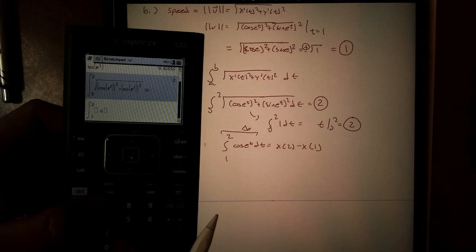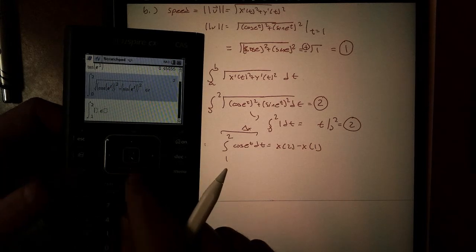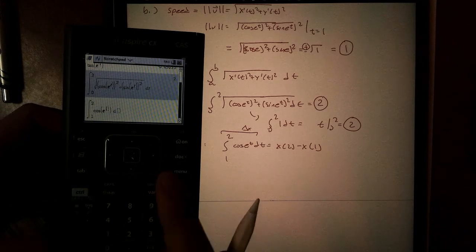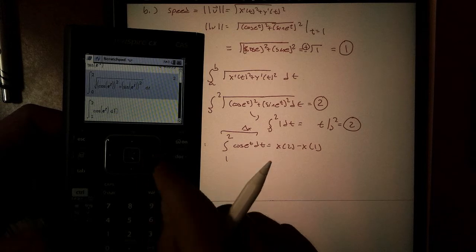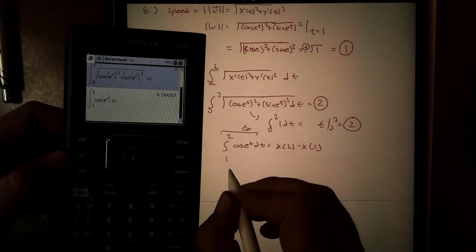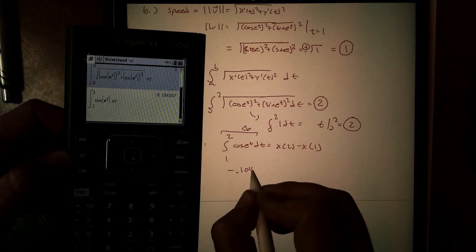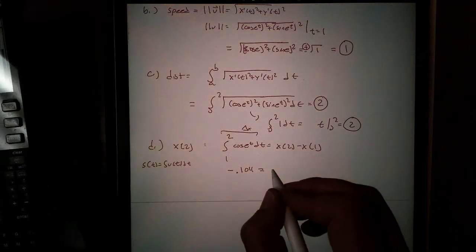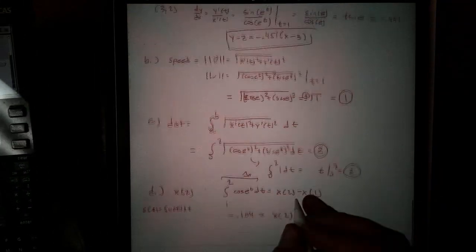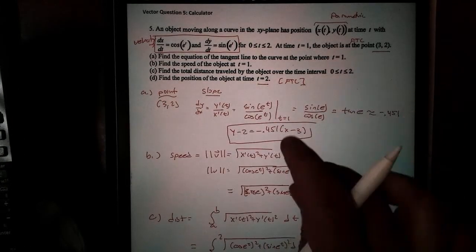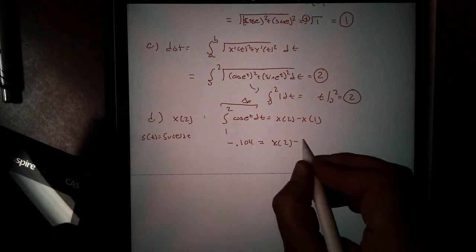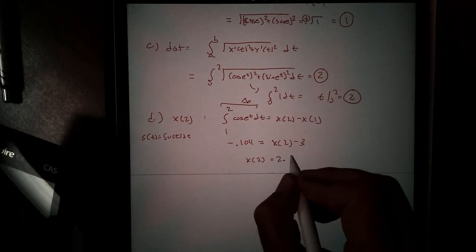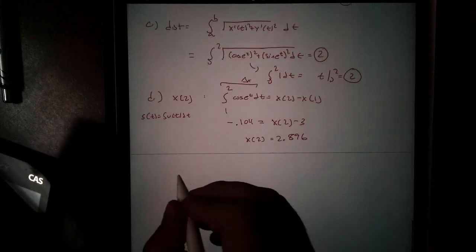1 to 2. And we just integrate our cosine e to the t. I'll use t again. Press enter, and I get negative 0.104. I guess I can leave it there, rounding. X of 2 is what I'm looking for, and they told me earlier that x of 1 was 3. So minus 3. So x of 2, if you simplify that, you get 2.896.